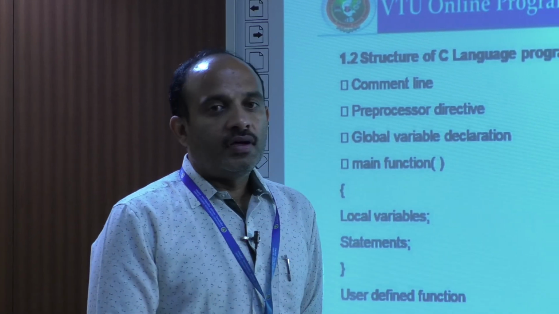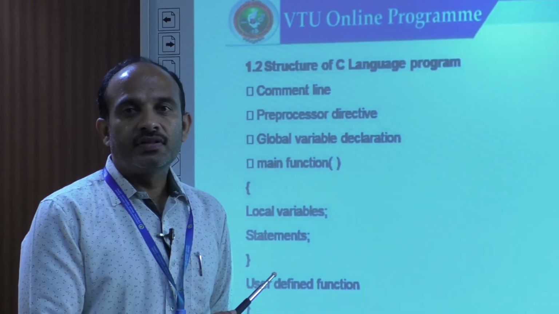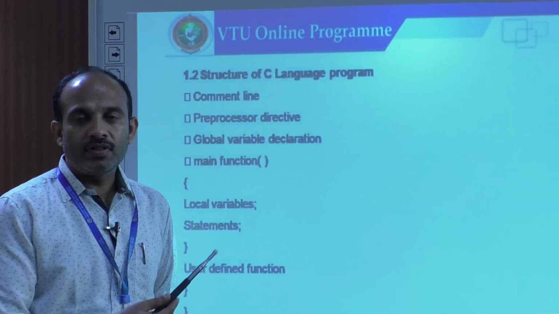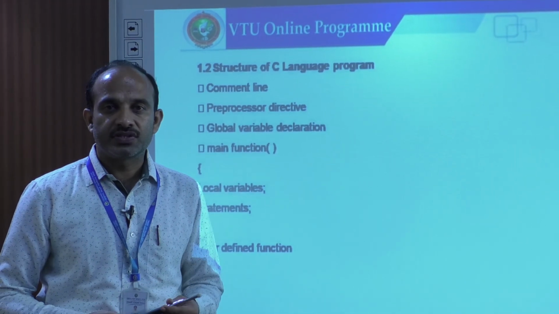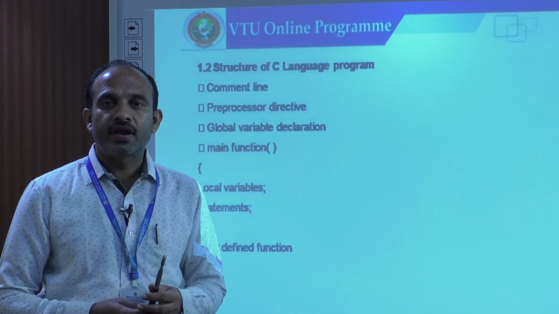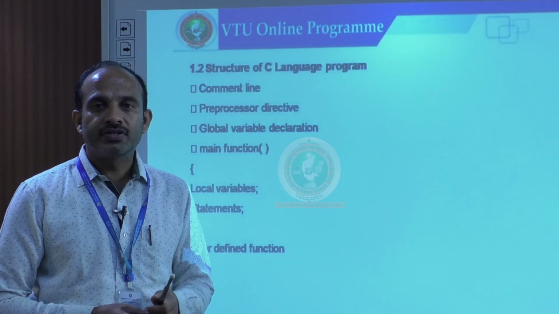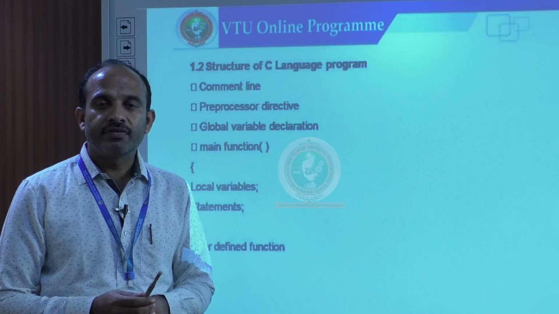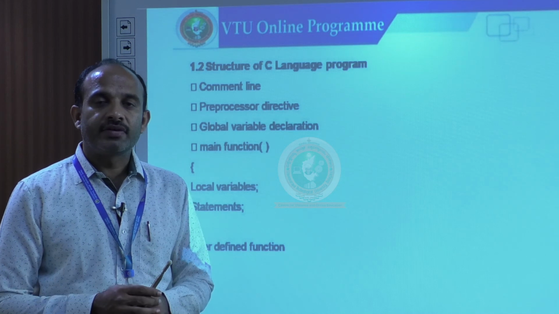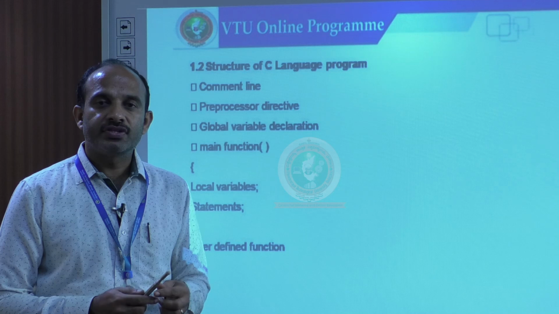Now in this session we will try to understand the structure of the C program. Before that, we'll just recall the concepts which we discussed in the last session. It's about the types of language, low level and high level language. Low level is basically machine and assembly language. Assembly language needs to be converted into the machine level.